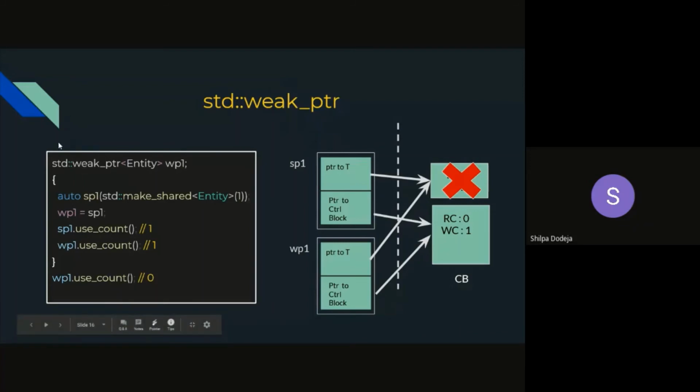When this SP1 goes out of scope and I again check how many owners are pointing to it, I would get 0. And if at any time after this line I try to access the entity object, I won't be able to access it, and I won't get undefined behavior or dangling pointers in my program. The only reason weak pointer was introduced is so that we can resolve the cyclic references which were happening because of strong ownership of the objects.